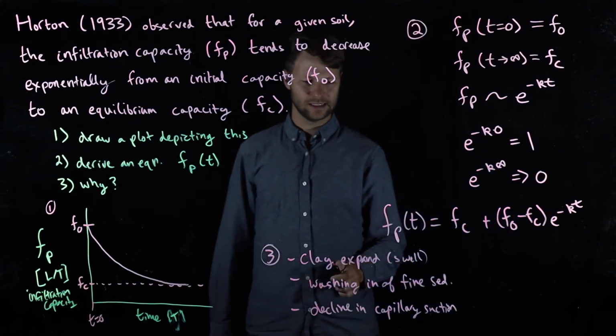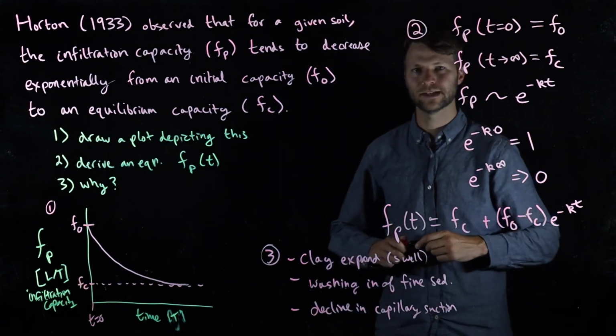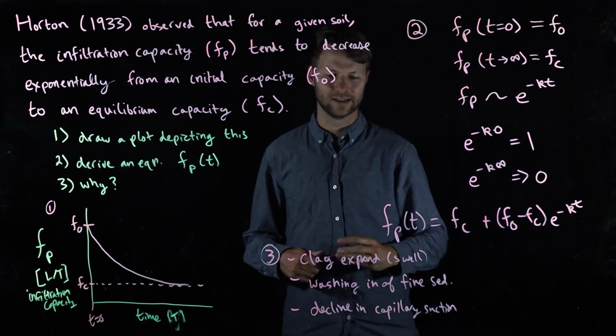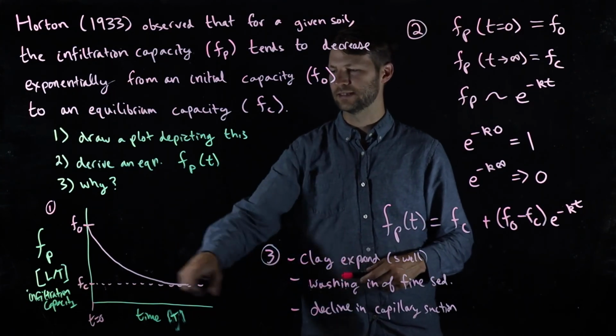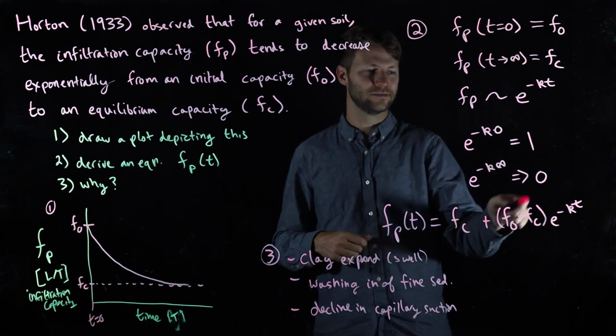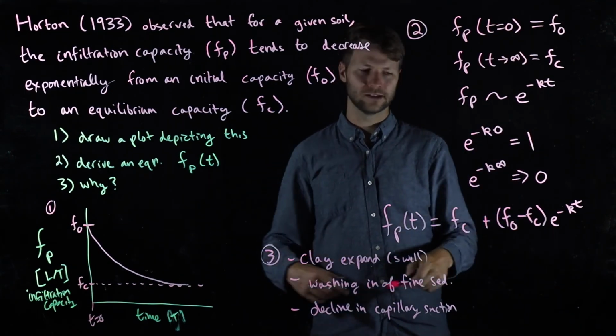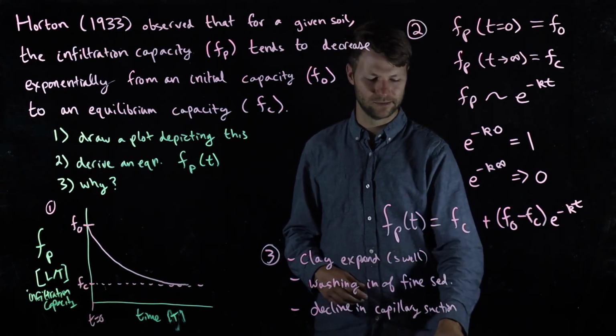The main thing to take away is that this is a general form. There are definitely more complicated descriptions of infiltration, more nuanced, but this is a fairly useful framework for thinking about it. So just remember that it's this decreasing exponential function with time. This is how you would kind of work your way towards an analytical expression for this particular type of behavior, and these are some of the mechanisms that are responsible.